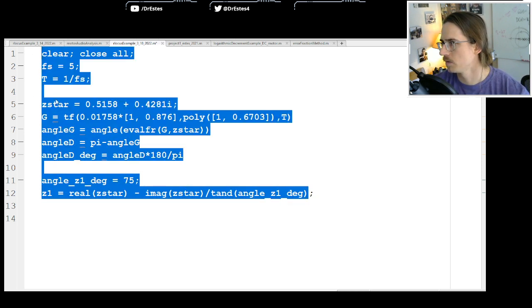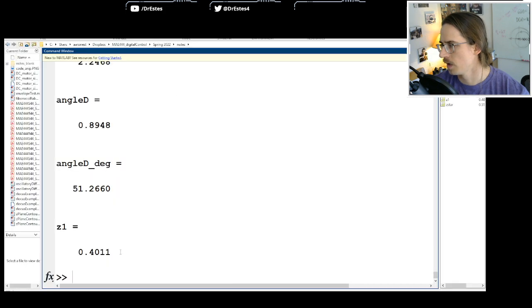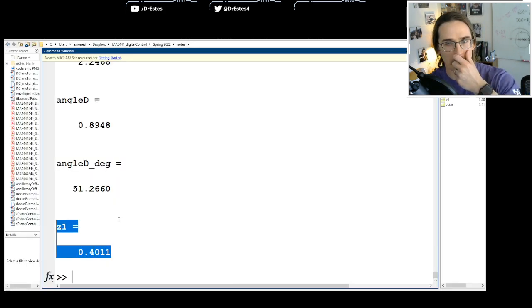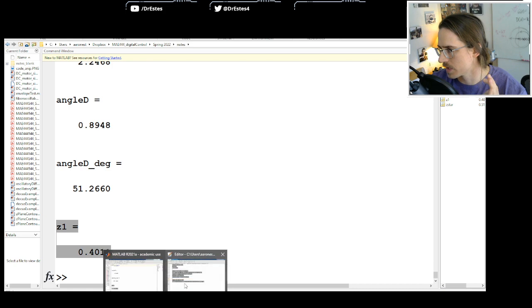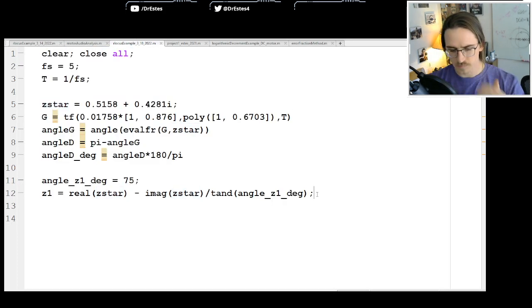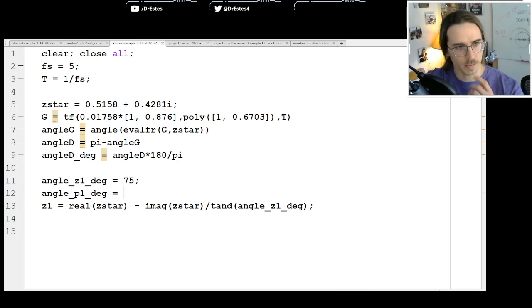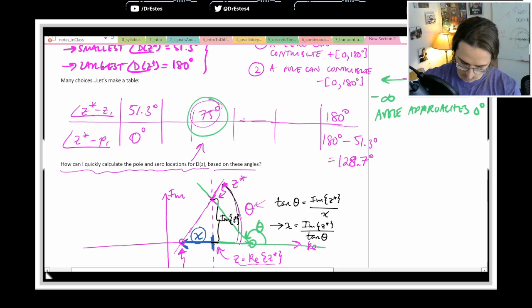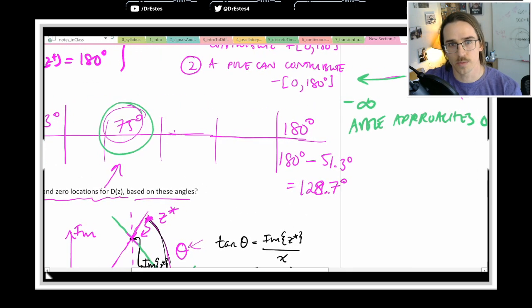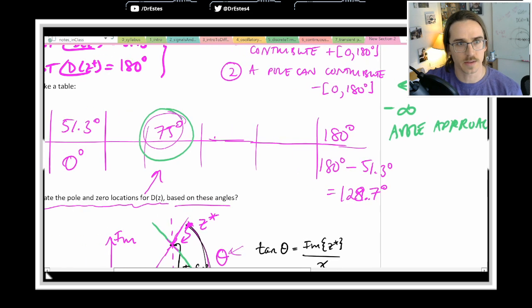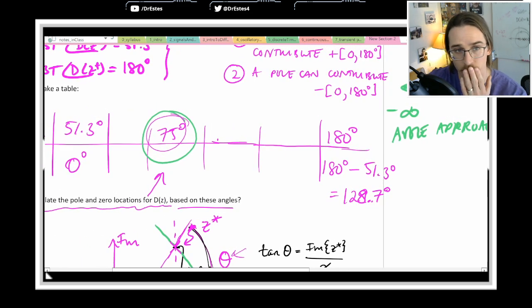So why don't I just run that really quick? This spits out Z1 is located at 0.4. So if it's right there, it's going to contribute the 75 degrees that I need. So let's do the pole. This comes back to my earlier statement about what you do for the pole location. First let's get the angle. If we go back to the notes really quick, the angle of the pole, in the second row of this column, you take the angle of the zero and we have to subtract 51.3 degrees.